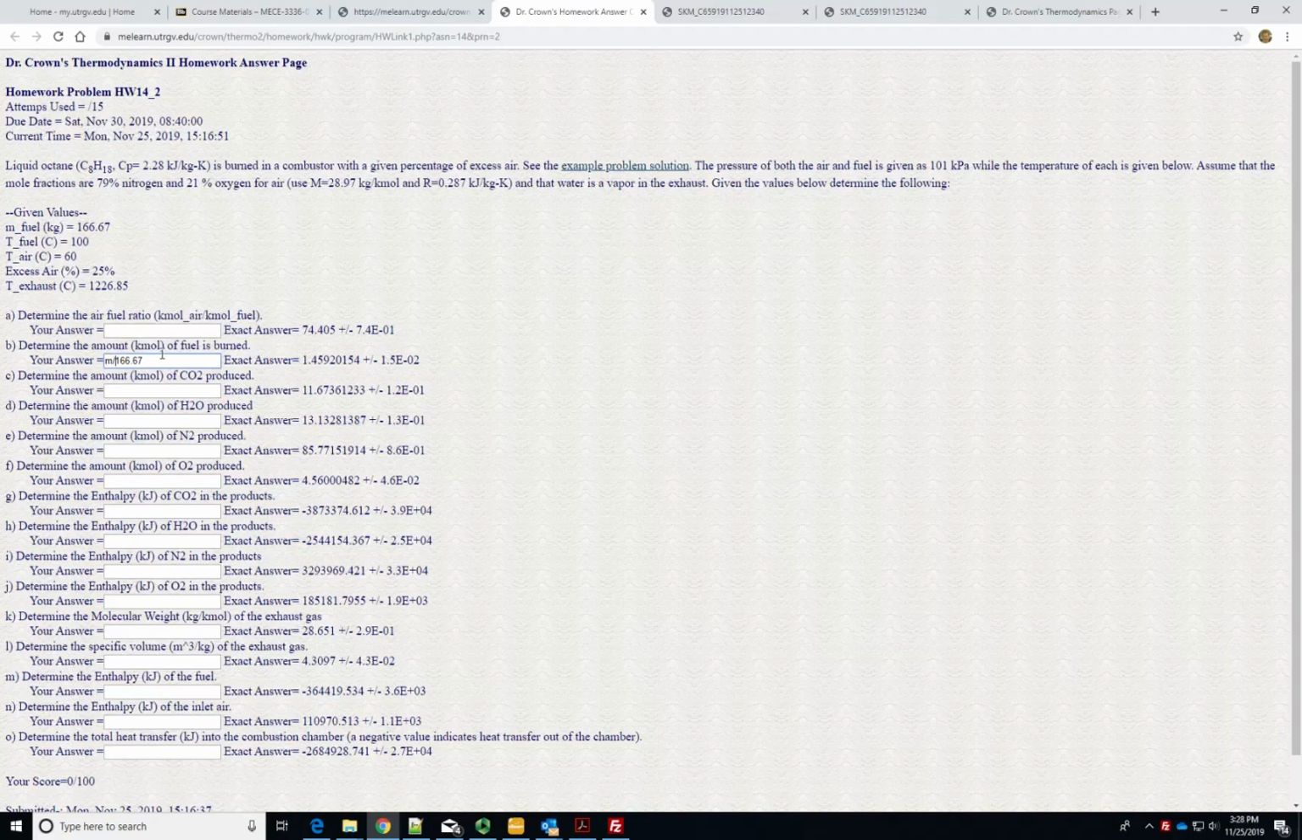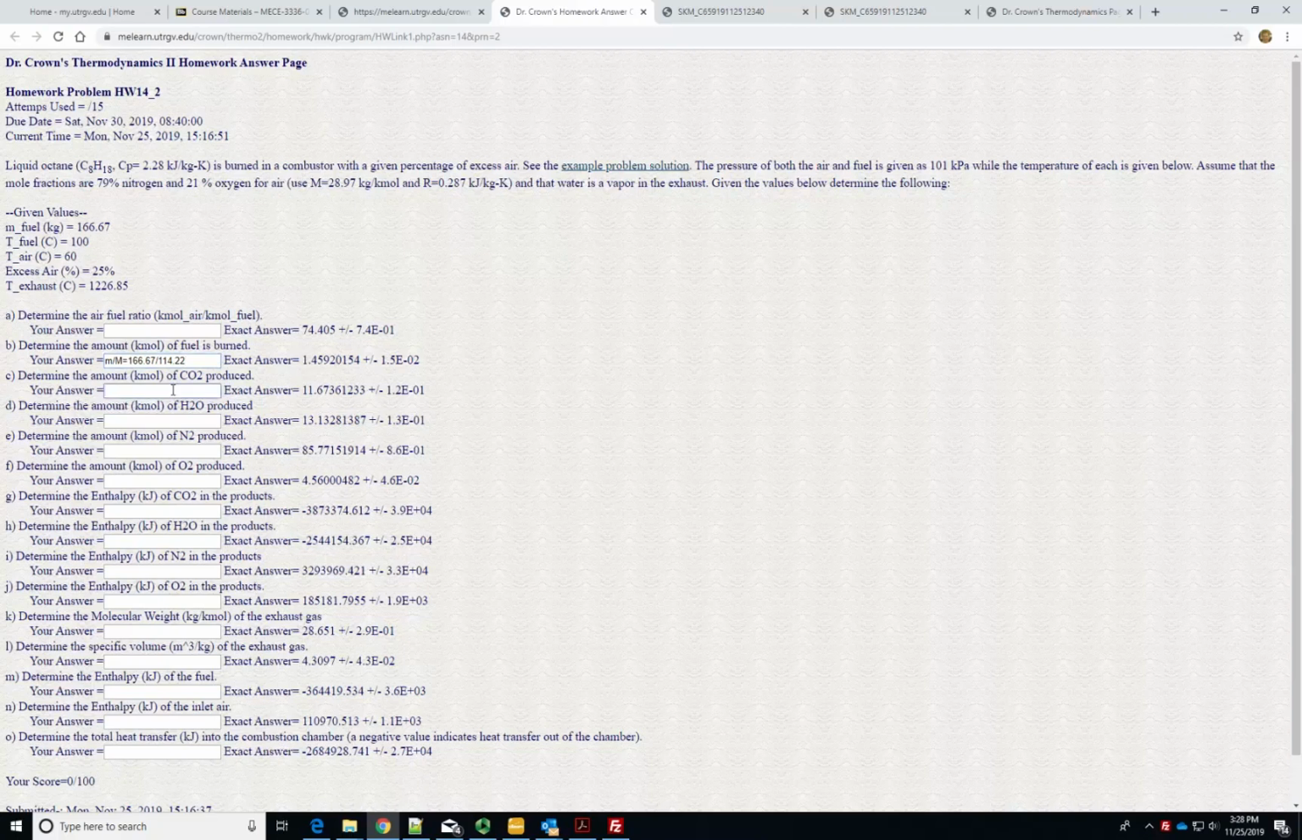the mass of the fuel divided by the molar mass of the fuel, which will be then the number of moles. If we look up the molar mass of octane, you can find that in table A1 of your book. And for octane, it's 114.22. So we do that and we'll get 1.4592 kilomoles of fuel.